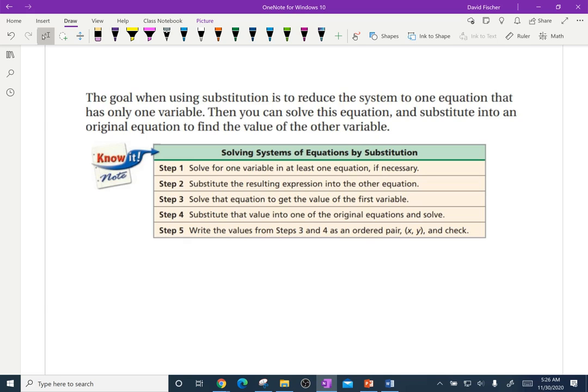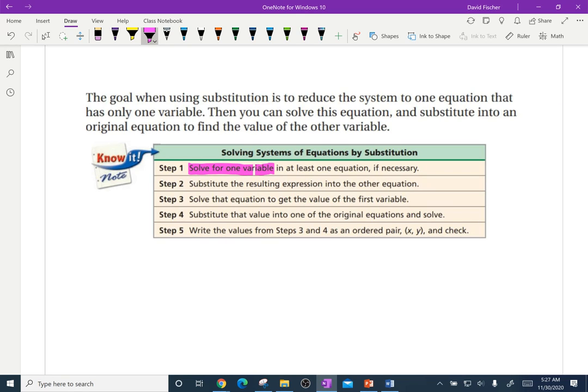A couple of things on this page I'd really like for you to highlight. This is how we're going to solve systems of equations by substitution. We're going to solve for one variable. That's going to be our first thing. There are going to be two variables in our equation. So the first thing is we're going to take one of the equations. It doesn't matter which one. We're going to solve for one variable, and then we're going to substitute it into the other equation. And then we're going to solve for the other variable.